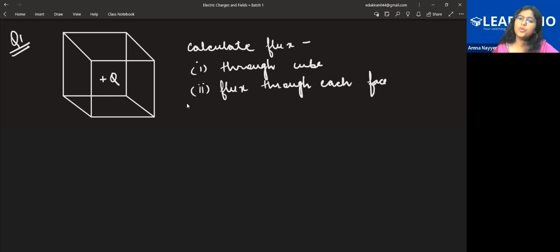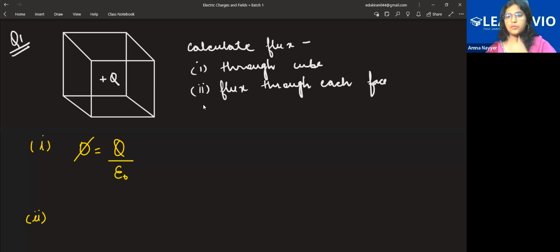Flux through the cube, entire cube. What is the flux? It's Gauss theorem only. See, flux through the cube will always be Q divided by epsilon naught. Secondly, it says flux through each face. Now, how to solve these types of questions? You will be getting these types of questions also.